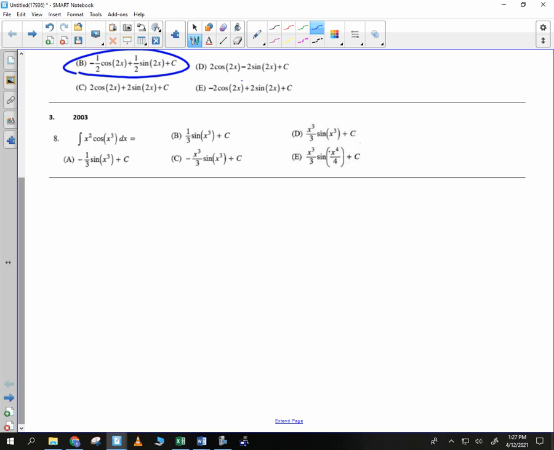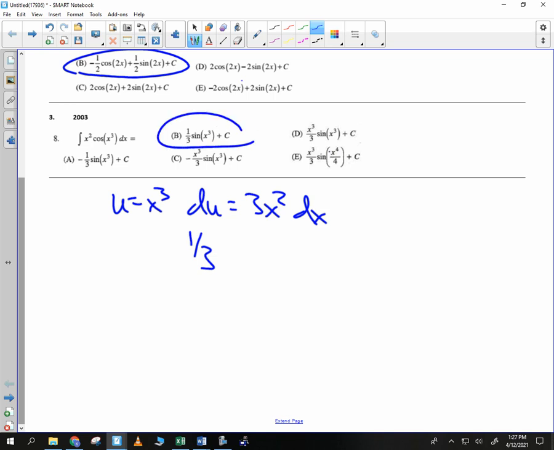Problem 3 right here, same thing. You say that u is equal to x cubed, therefore du is equal to 3x squared dx. You have the x squared, you don't have the 3, so you need the 1/3. And the antiderivative of cosine is sine, and so it is 1/3 sine of x cubed plus c.